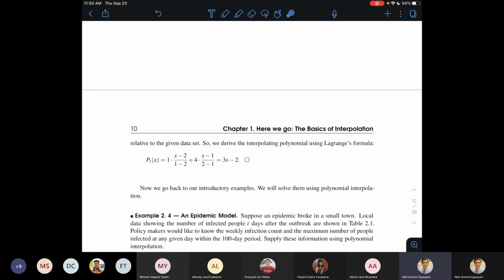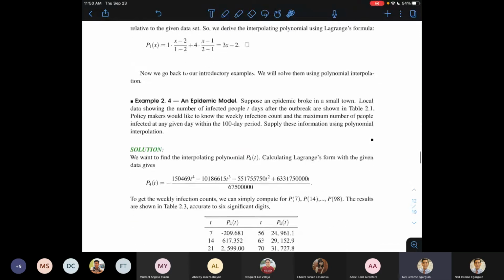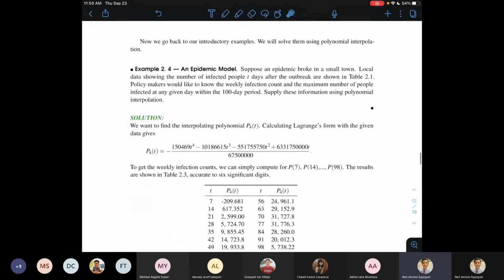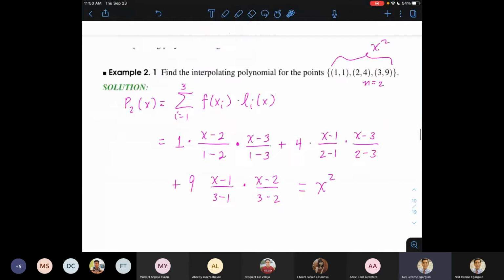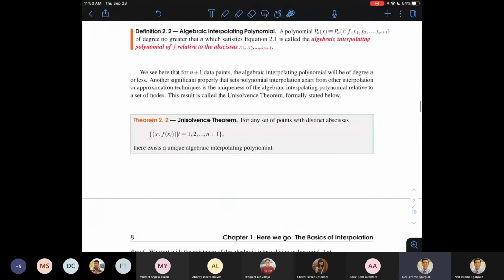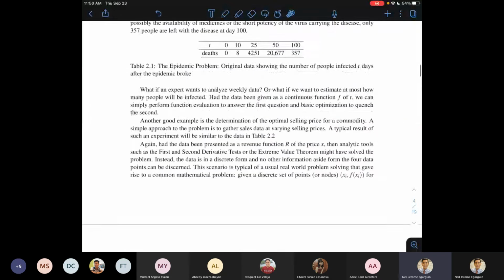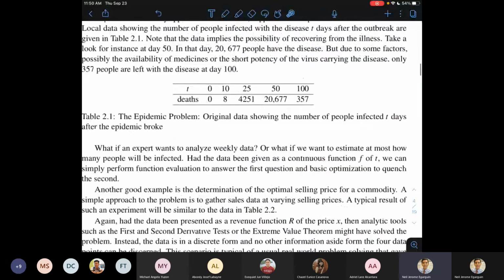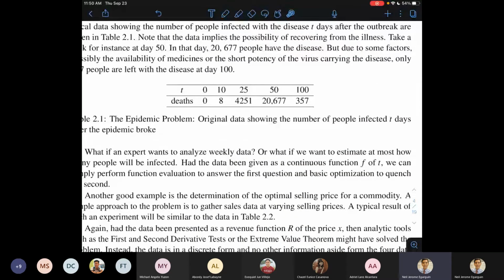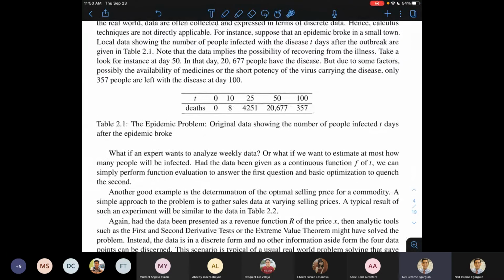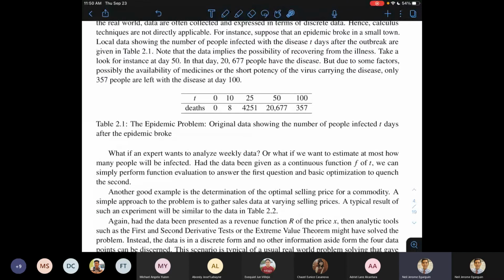So now let's go back to the epidemic model. Remember last time we were talking about this epidemic model. Actually, the data is here in table. And then sa introduction yung table. So yeah, meron tayong 2, 4, 5 data points here. And again, we introduced the problem of finding the weekly data.